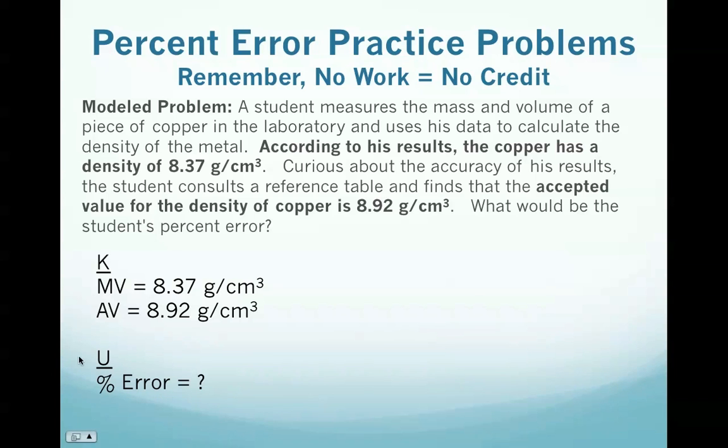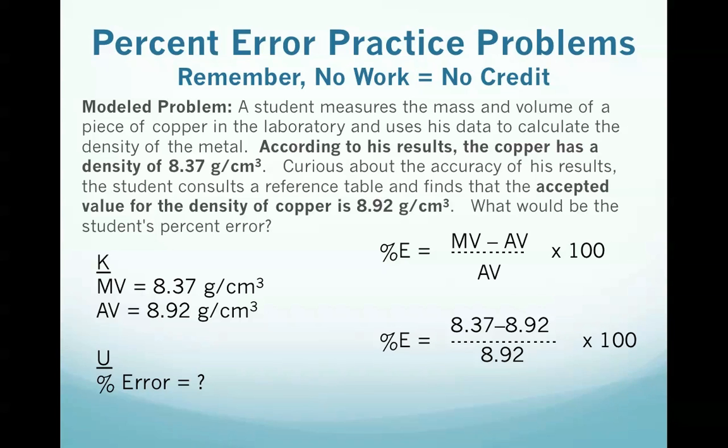Over here, I've just listed some knowns and unknowns, just so you can pull out the information. This is a pretty wordy problem, so we're just going to pull out the two values and recognize that the student's measured value is 8.37, and the one from the reference table is our accepted value of 8.92. So here's my formula. You can see I've shortened measured value to MV, accepted value to AV. I'm going to plug in my values and then solve for the percent, which is 6.17%.